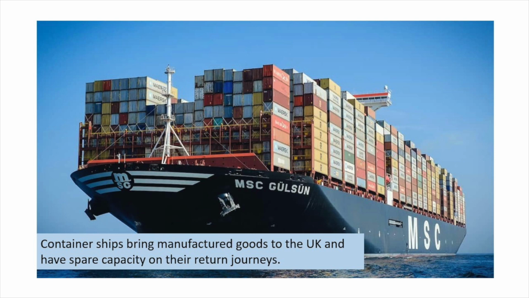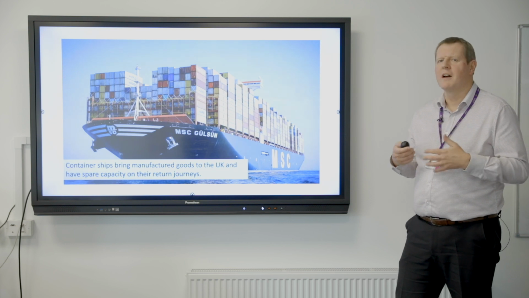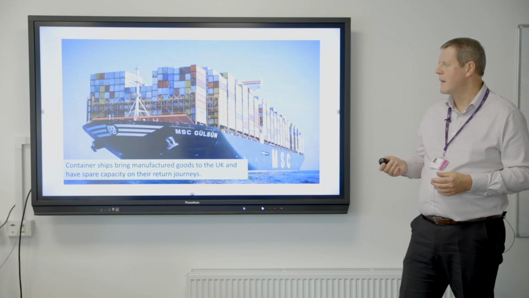And container ships like this take manufactured goods from China and from other countries in Asia. They bring them to the UK because we don't make as much as we used to. On the return journey, they have a lot of spare capacity because we haven't got a lot to send to China. So immediately some of you are thinking, I can link these 3 pictures. There's a story that links them together.